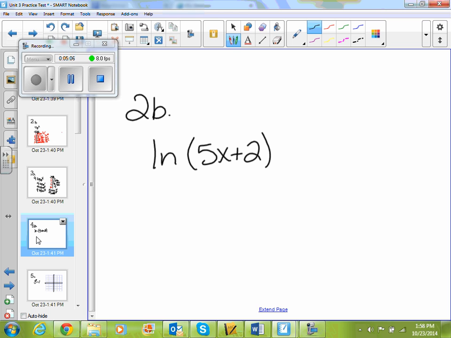If we look at the second one where we're doing natural log, somebody want to come up here and do that while I answer the door? No? Go do that.